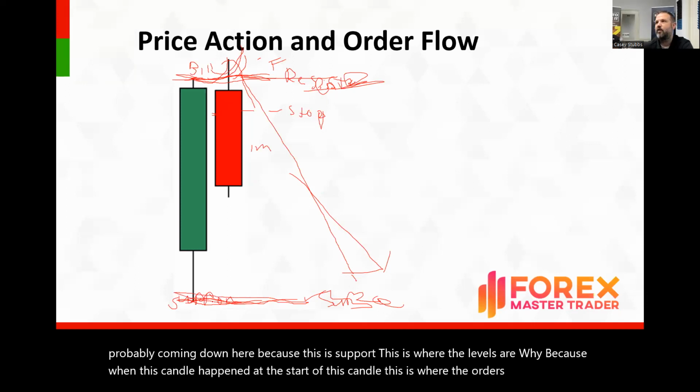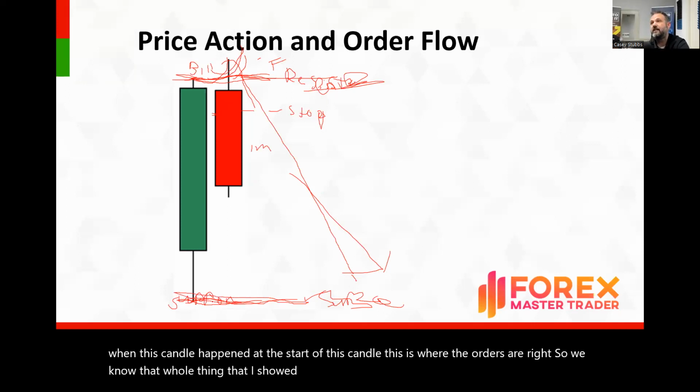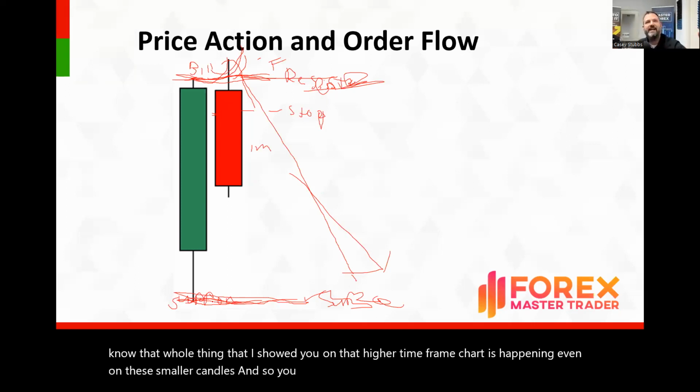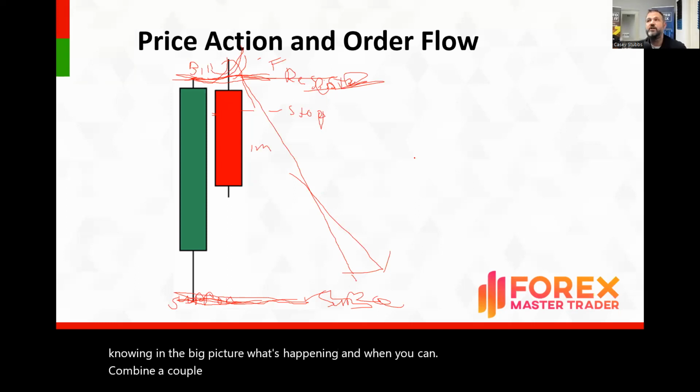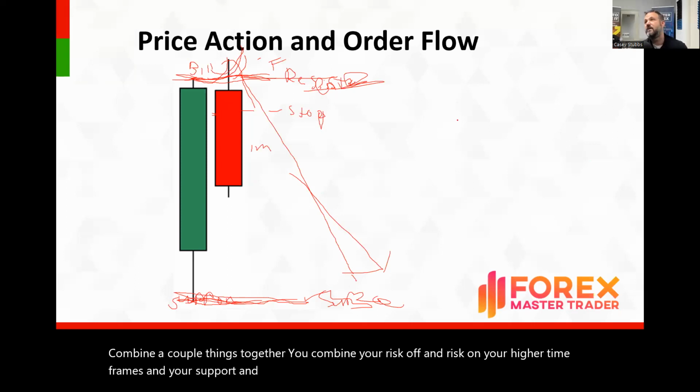So we know that that whole thing that I showed you on that higher time frame chart is happening even on these smaller candles. And so you can take trades even on single candles, knowing in the big picture what's happening. And when you can combine a couple things together, your risk off and risk on, your higher time frames and your support and your resistance, you build yourself a really good trading plan by doing this every day and by understanding what's happening.